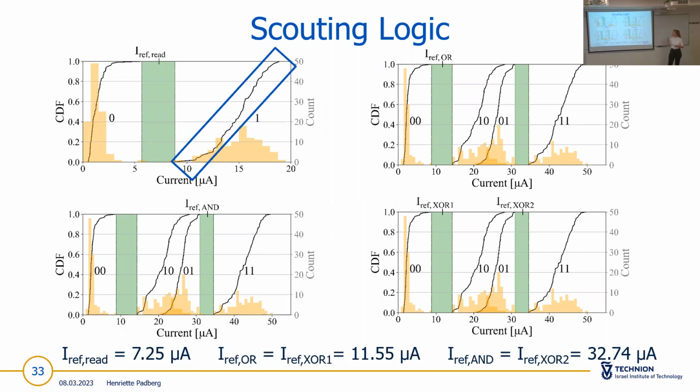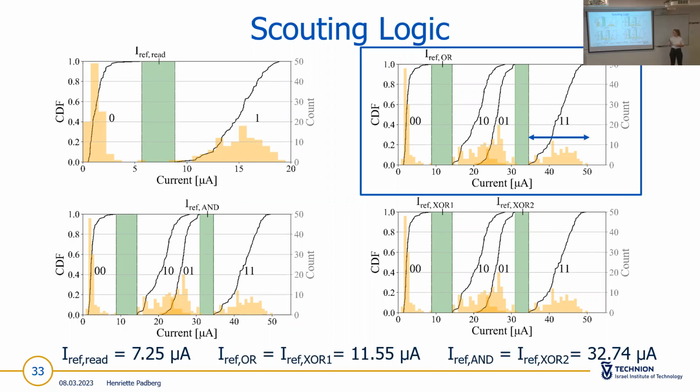And this is the CDF plot of the current distribution. The green gap shows where no current was counted, so that this is the range where you could place the reference current. And as you can see in all of the plots, there's always a place for the reference current, so you can reliably place the reference current, and these are the values that could be extracted for the operation.